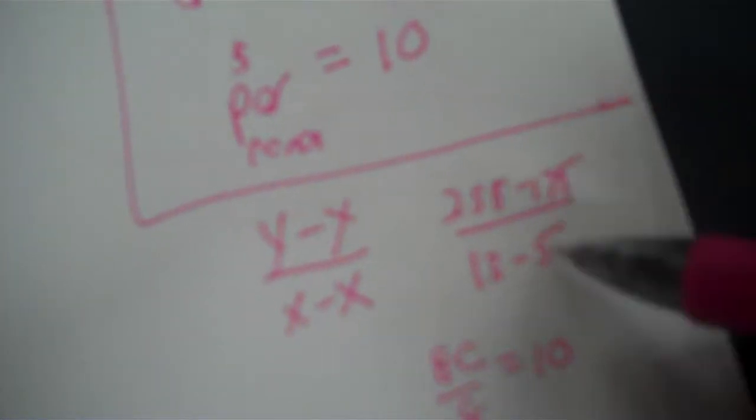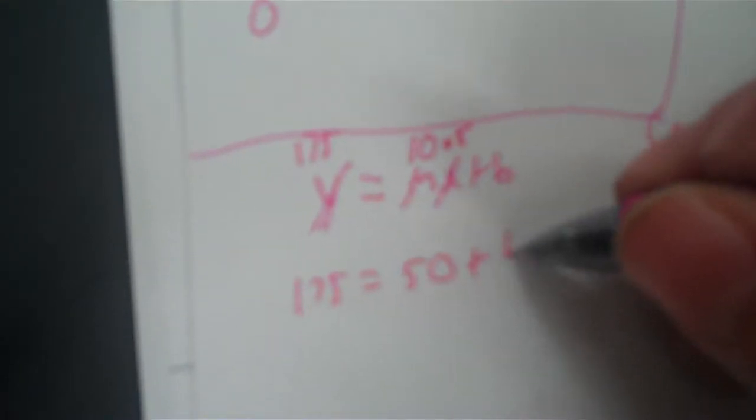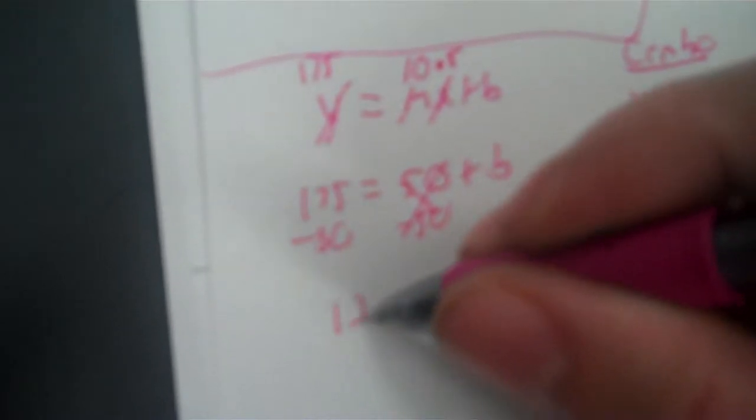Okay, so let's get rid of those. M is 10. Now I'm going to go with 175 and 5. You can pick the other one if you want. You're just going to get the same thing. So since y is dollars, we put $175, $10 per round, and for 5 rounds. So $175 equals 50 plus b. So then the difference between the two is the membership cost of $125.